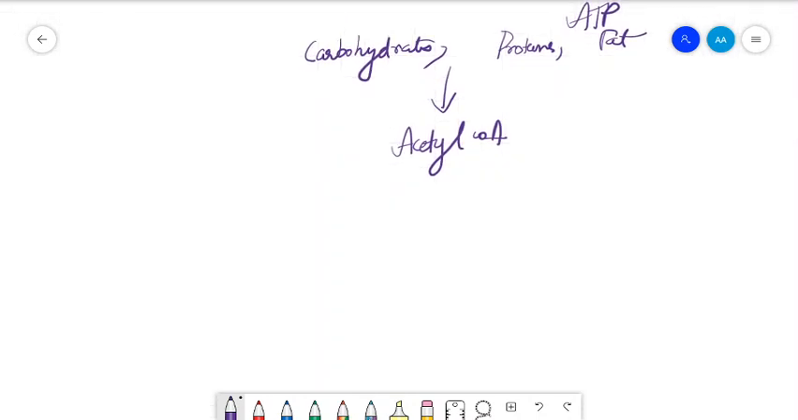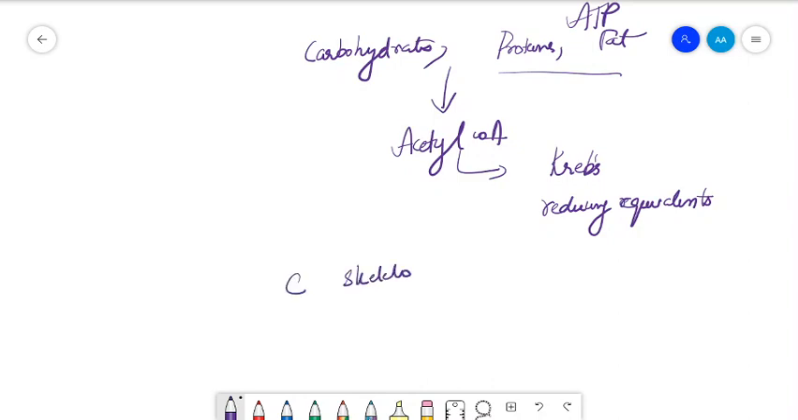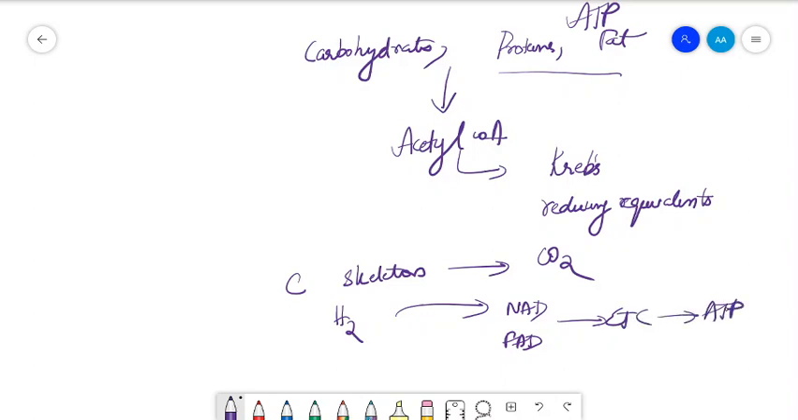Acetyl-CoA enters the Krebs cycle and generates reducing equivalents. Now the carbohydrates, proteins and fats have a carbon skeleton and hydrogen atoms. The carbon skeleton is removed as carbon dioxide and the hydrogen is transferred to our reducing equivalents NAD/FAD, which enter the electron transport chain to generate ATP in our body, which is essential for maintaining the energy needs.